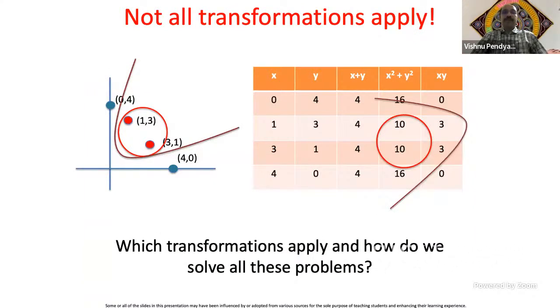And the other set of problems is that not all transformations apply. Right? If you look at this data, red points in between the green points, obviously a straight line does not apply.